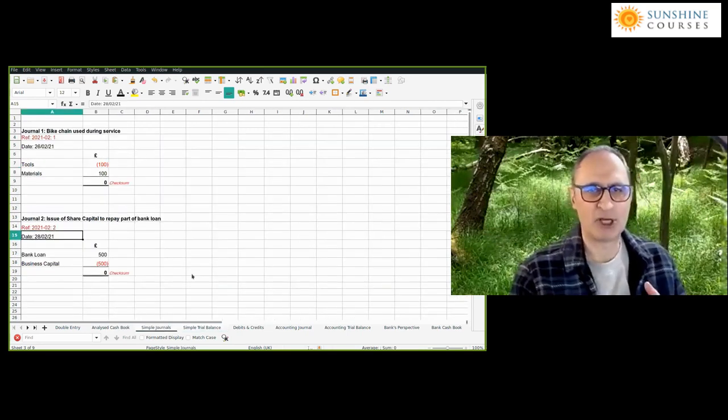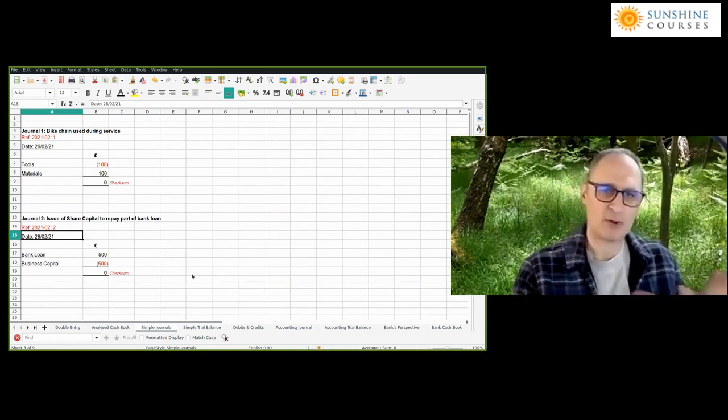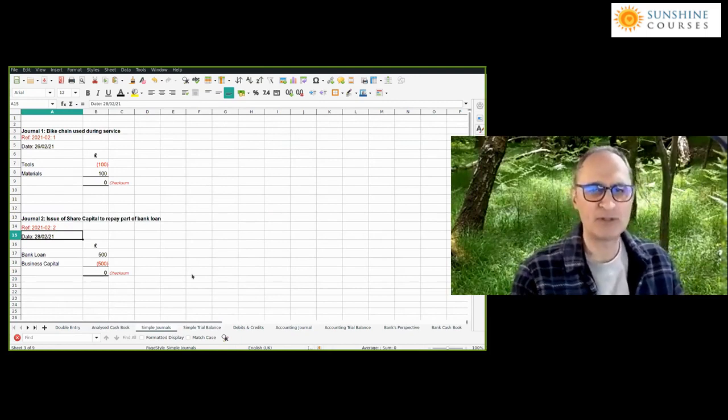I've created a couple of journals, and the first journal is that we had bought some tools quite a long time ago. One of the things we bought was some chains, or I will actually say that's stock rather than tools, but we'll talk about the distinction between stock and tools a bit later on. We bought some bike chains, and during this particular service, we actually had to put a new chain on.